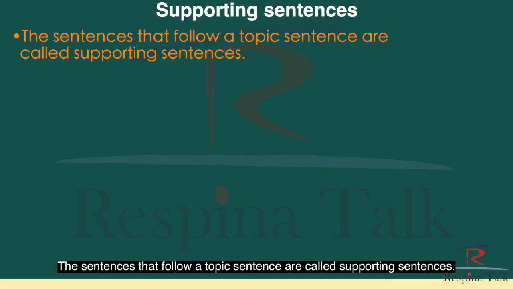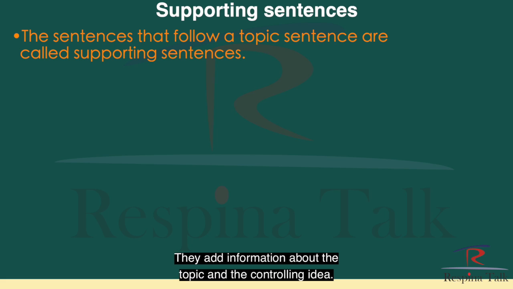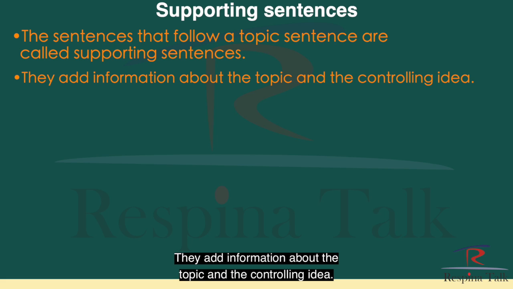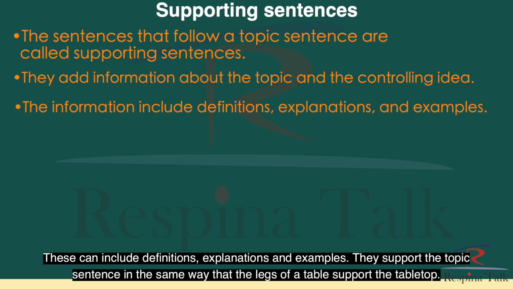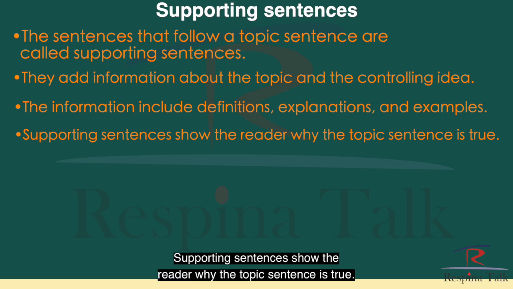The sentences that follow a topic sentence are called supporting sentences. They add information about the topic and the controlling idea. These can include definitions, explanations, and examples. They support the topic sentence in the same way that the legs of a table support the tabletop. Supporting sentences show the reader why the topic sentence is true.